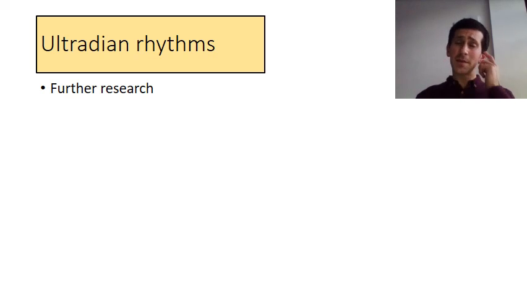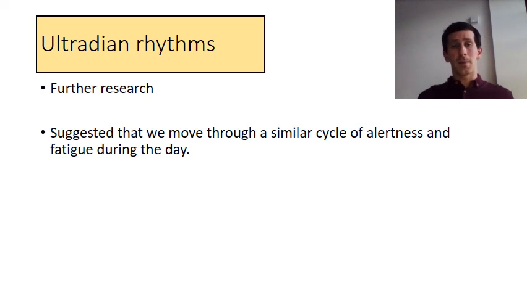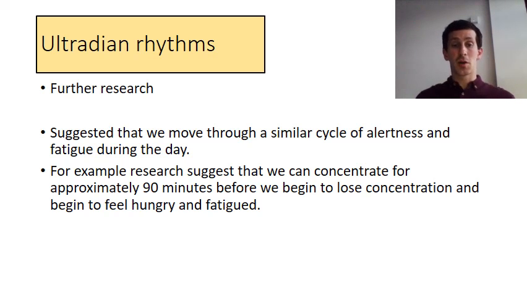So there's been further research conducted in this particular area and suggested that we move through a similar cycle of alertness and fatigue during one day. So there's certain points where you're more alert, certain points where you're going to be more fatigued. For example, a lot of research has found that we can only concentrate for 90 minutes and that after that we start to lose concentration and begin to feel tired and fatigued. So we only have a 90-minute maximum concentration.